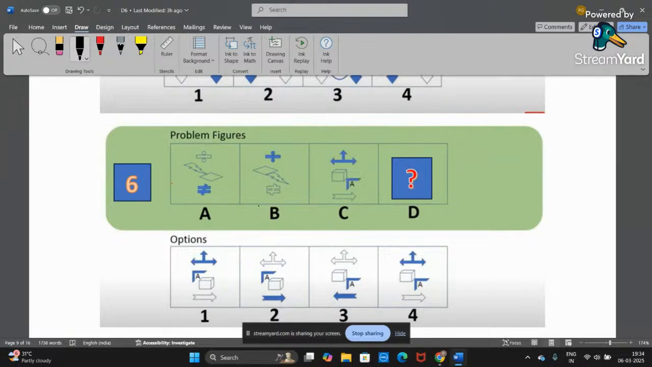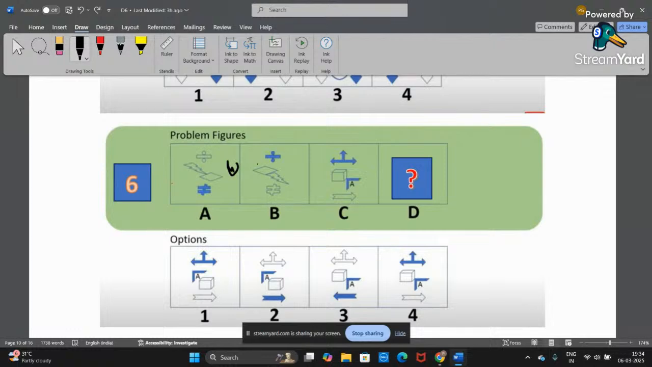Find the answer for the sixth one. See, in this they are kept as such, right? See, in this there are no changes except this one and this one. In this there is a change, and in this there is a change, right?